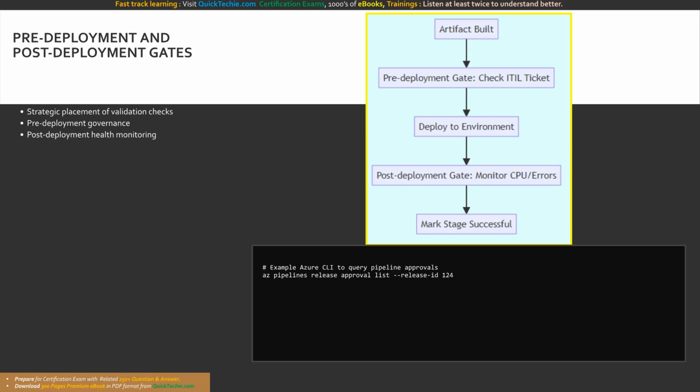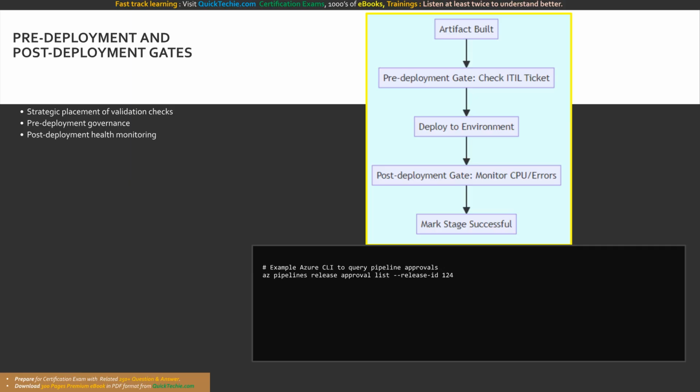To effectively control deployments, engineers must understand the strategic placement of these validation checks. Release gates can be configured at two critical junctures: pre-deployment and post-deployment. Pre-deployment gates evaluate external conditions before any code is ever copied to the target server. These are heavily utilized for ITIL governance, such as querying Azure Boards to verify that the corresponding release ticket is officially approved, or checking an external change management system like ServiceNow.